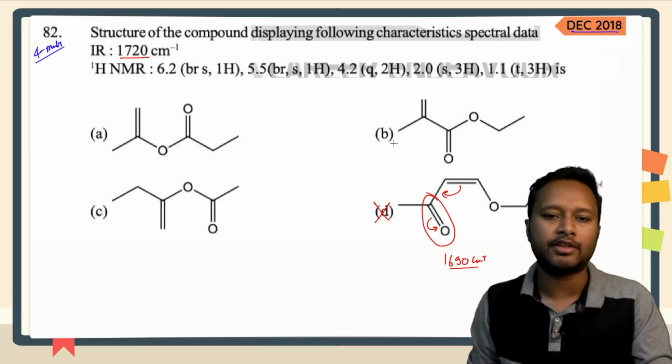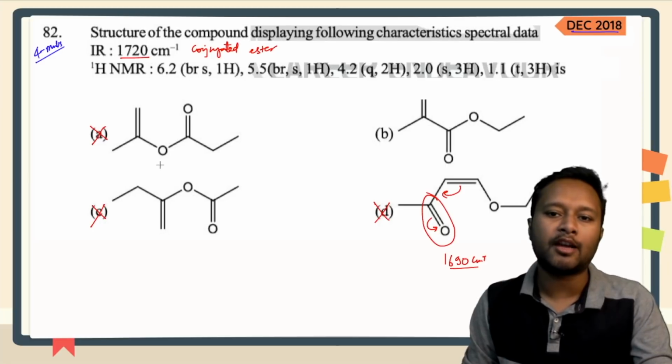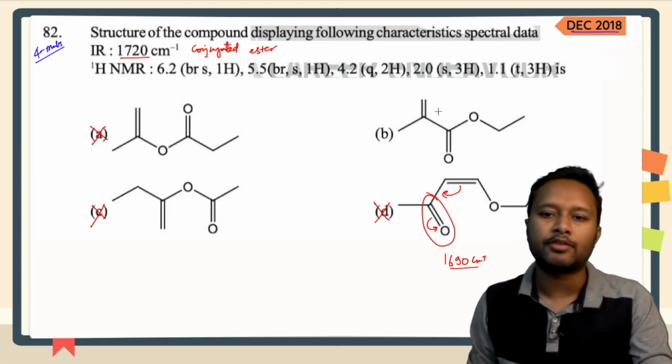They all have the ester groups as the functional group. So 1720 is for the conjugated ester. Now if you look at the options, it's not in conjugation in option A, and it's not in conjugation in option C. So we are looking for the carbonyl group to be in conjugation. Okay, that is there in option B. You can see that the carbonyl group is in conjugation in option B. So simply with that you can go for option B.